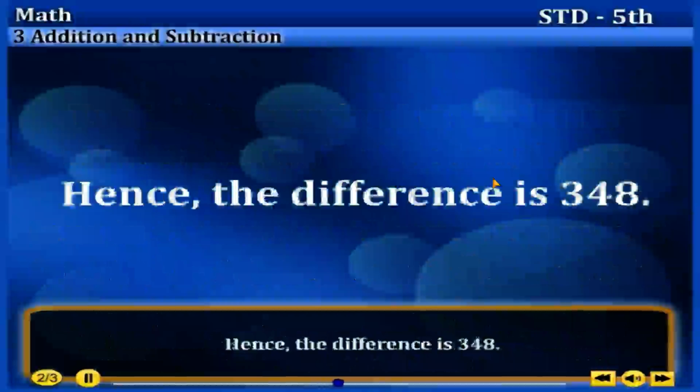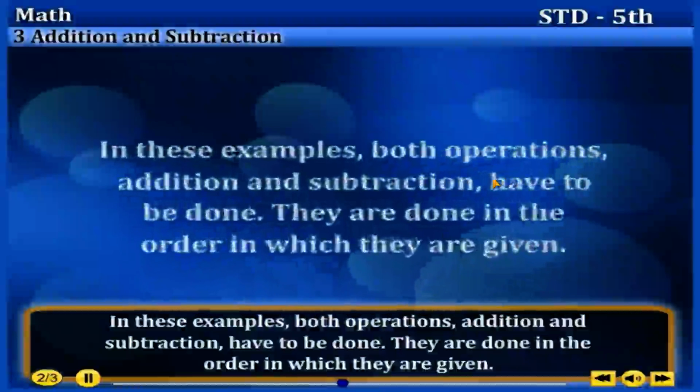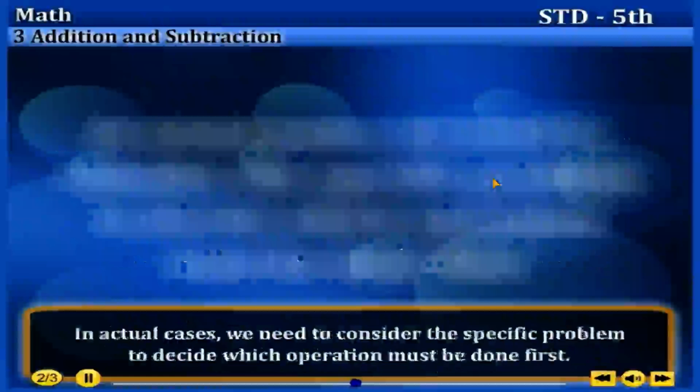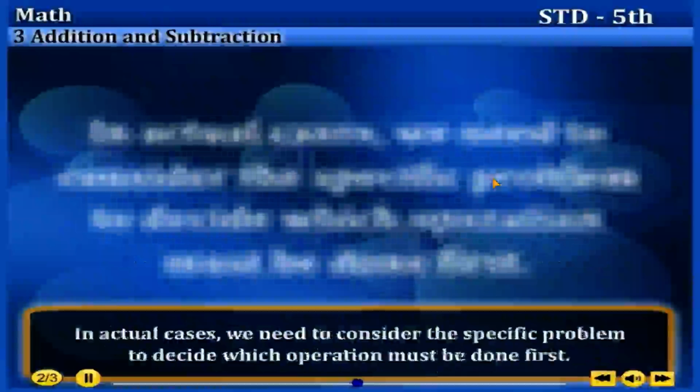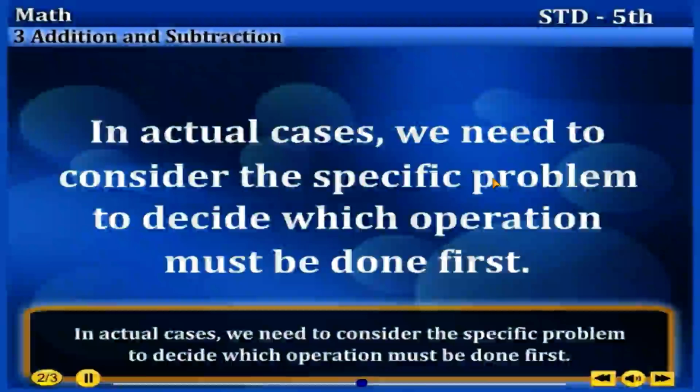348. Mixed examples. In these examples, both operations, addition and subtraction, have to be done. They are done in the order in which they are given. In actual cases, we need to consider the specific problem to decide which operation must be done first.